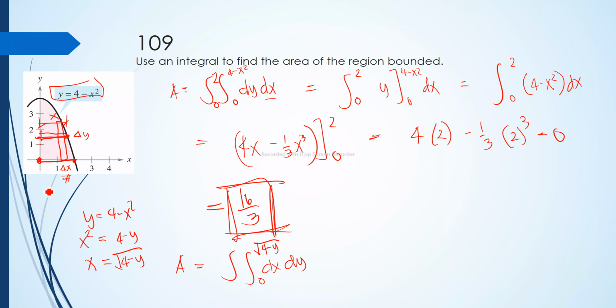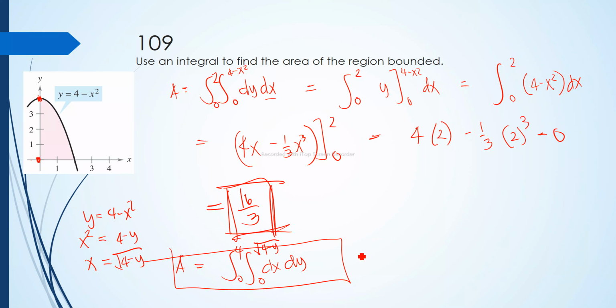And the outside limit goes from bottom to top, that is from 0 to 4, dy, because it goes from here to this point, that is 4. And if you evaluate this one, it will just yield the same answer.